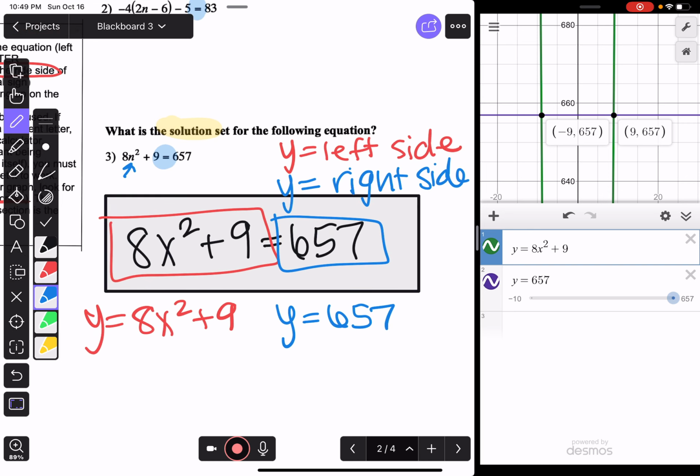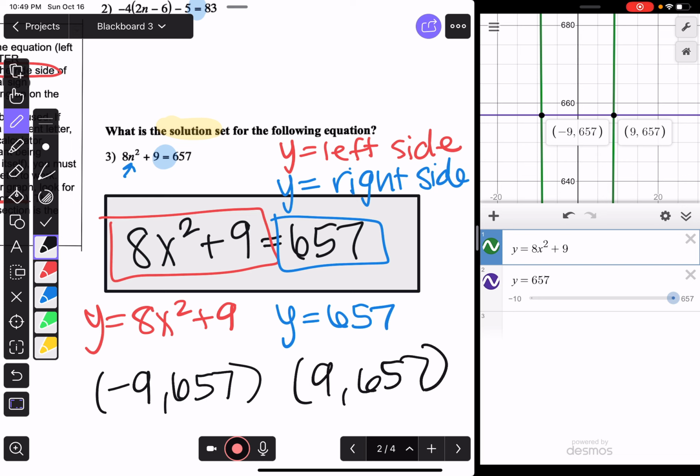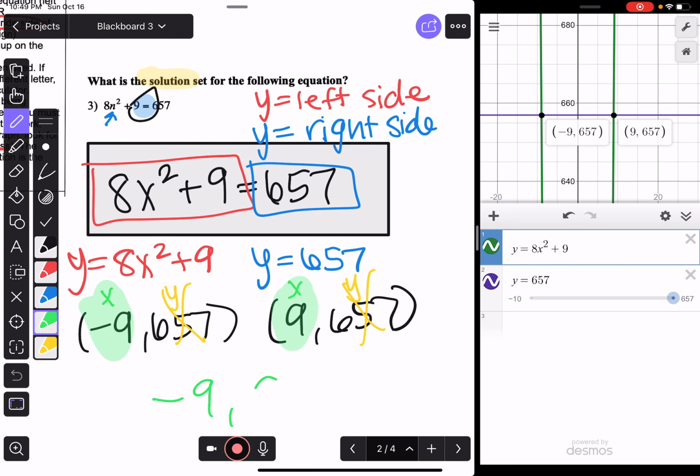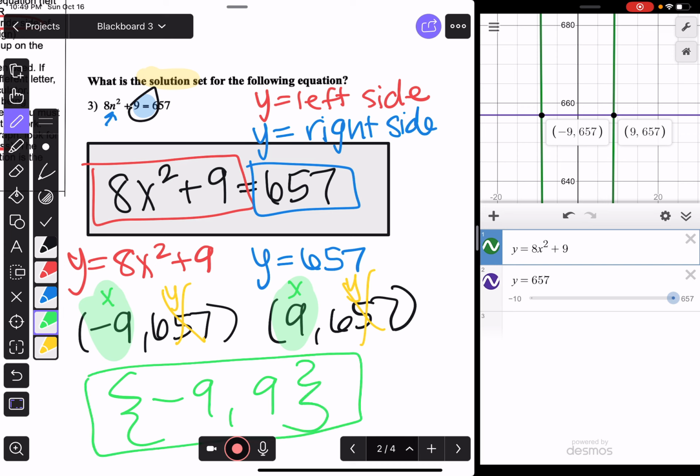So we get these 2 points. We get negative 9, 657, and we get 9, 657. But remember, since we're only dealing with that one equal sign, we only care about the x value of the problem. So we've got these 2 x values, these 2 y values. We only care about the x values. We do not care about the y value, and we only have one equal sign. So we actually have 2 answers to this problem. We have negative 9 and 9. And you'll see it written like this a lot of the time. It just means that both of those are answers.